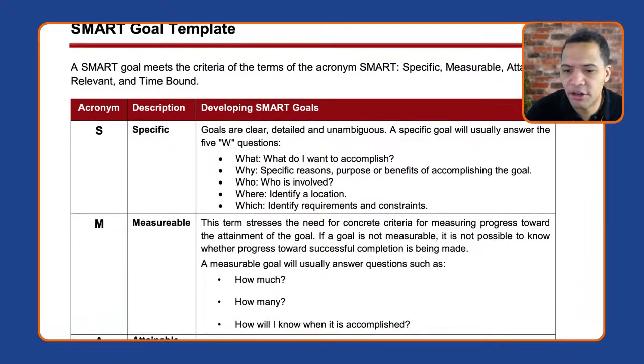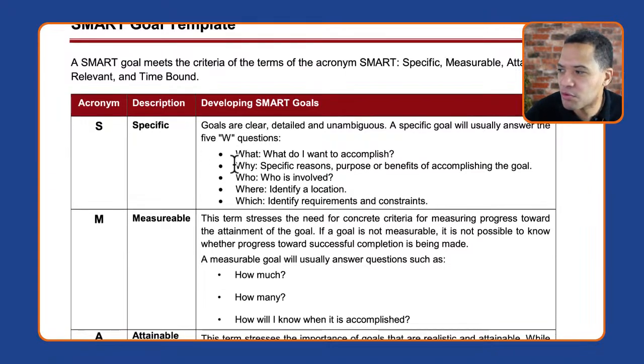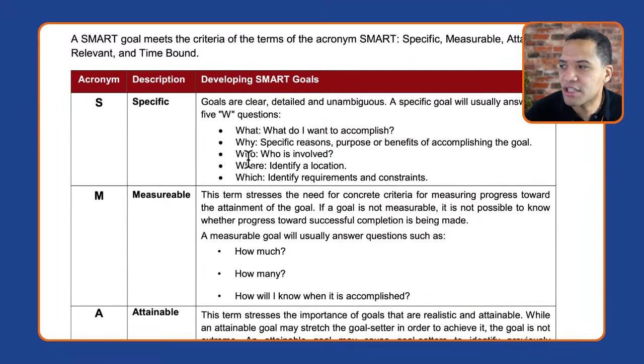And so as you can see here, it defines the acronym SMART for you already, and it gives you some key tips on what we mean by specific when we're in a SMART acronym. Specifically, what we're looking for when we answer this word S should answer these 5 questions. What, why, who, where, which? What do I want to accomplish? What specific reasons, purpose, or benefits of accomplishing this goal? Who is involved? Where? Identify a location. Which? Identify requirements and constraints.